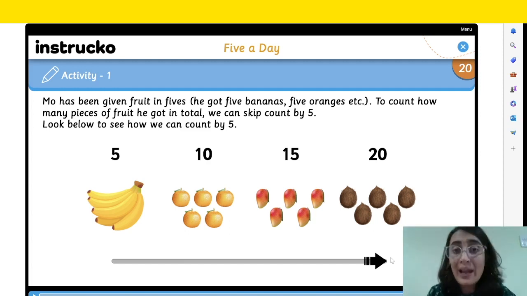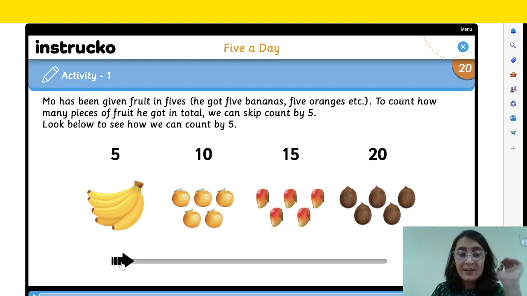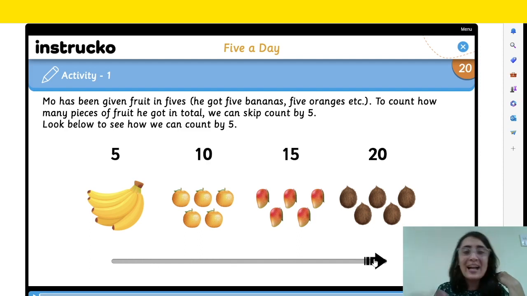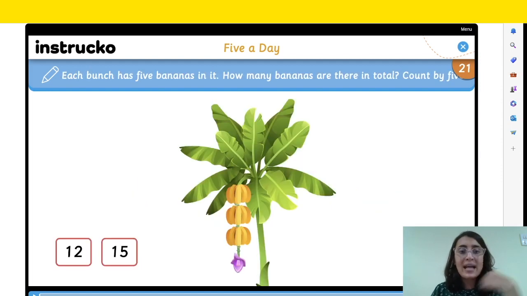So how can we skip count by 5? Let's all count together. First comes 5, then comes 10, then comes 15, then 20. After that, 25, then 30, and so on. So now did you learn how to skip count by 5? Now we will move to our next activity.